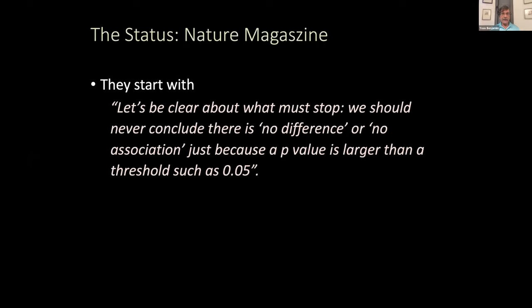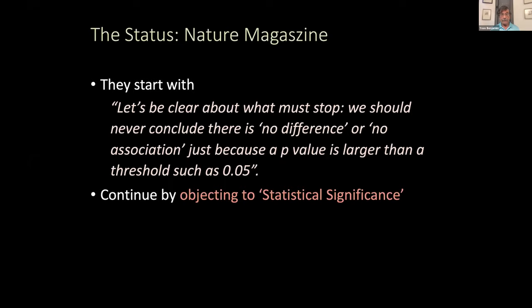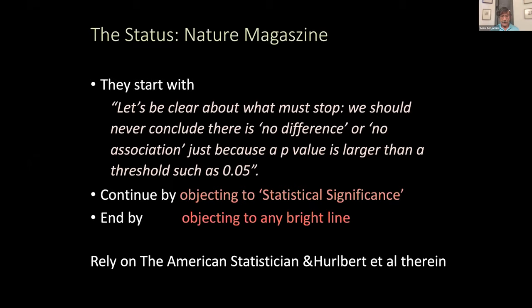What do they say? They start with, let's be clear about what must stop. We should never conclude that there is no difference or no association because the p-value is larger than a threshold such as 0.05. Well, I think every statistician would agree with that. There is no question about it. You do not prove the null hypothesis by not rejecting it. But then they continue by objecting to statistical significance in general, and then objecting to any bright line, as you probably have heard. And they rely on the American Statistician papers and Hurlbert et al. in particular there.